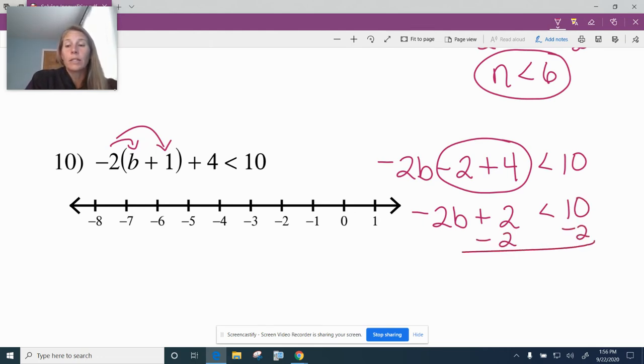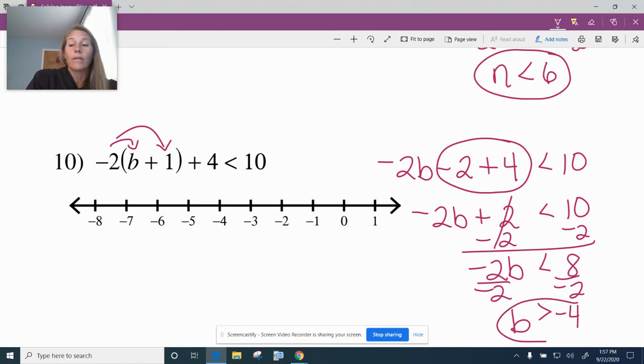And now I'm just going to continue solving. So subtracting 2 from both sides, 10 minus 2 is 8. Dividing by -2. Again, when we divide by the negative, we change the direction of the inequality sign. And 8 divided by -2 is -4. Plotting my -4 on the number line, it's going to be an open circle because I do not have an equal to line underneath. And b is greater than -4.